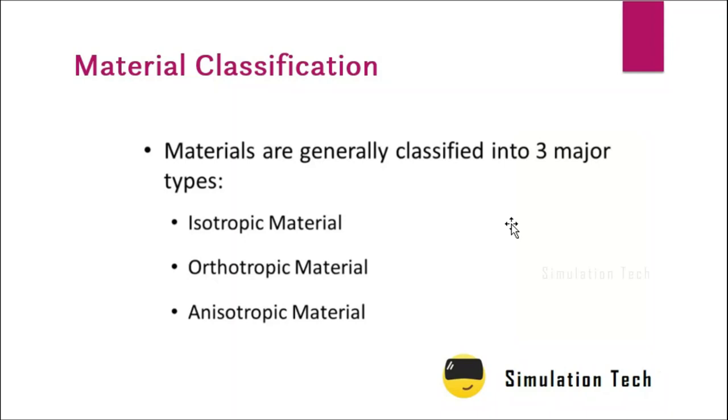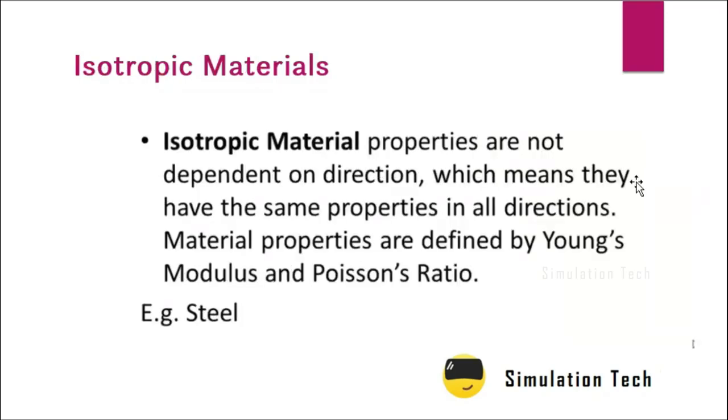Fine. As I said before, we have three broad categories: isotropic, orthotropic and anisotropic. First, let us see isotropic materials. What are isotropic materials? For that, I have a model to clearly explain this concept.